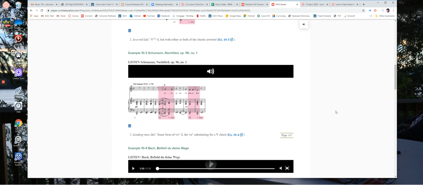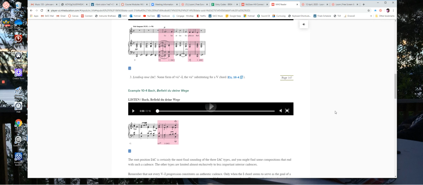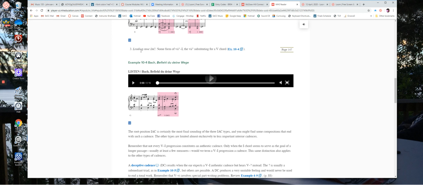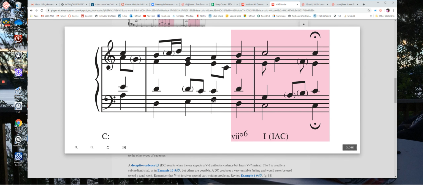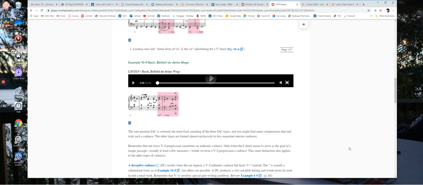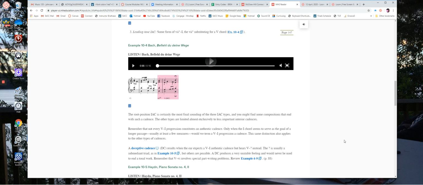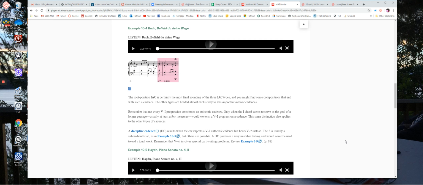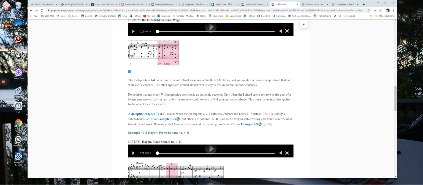All righty, inverted IAC. Leading tone IAC, like I've said a couple times now, sometimes an authentic cadence will use the 7 diminished instead of the 5 chord. And that gives you what's called a leading tone IAC, because it's a leading tone chord. And let's listen to that one. Example 10-4.